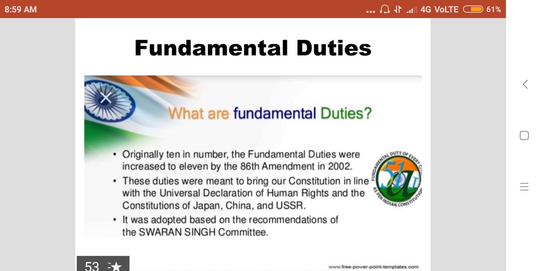Next, go to the fundamental duties. First, let us know what fundamental duties are. Originally 10 in number, the fundamental duties were increased to 11 by the 86th Amendment in 2002. These duties were meant to bring our Constitution in line with the Universal Declaration of Human Rights and the constitutions of Japan, China, and USSR. So it was adopted based on the recommendations of the Swaran Singh Committee.